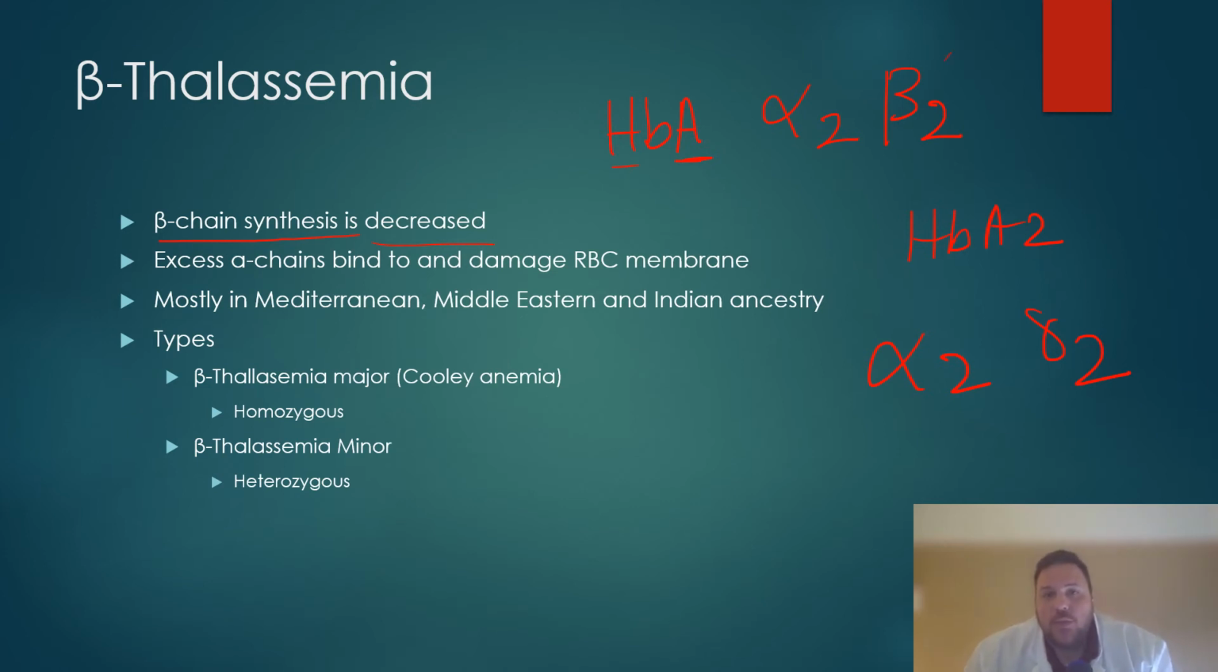Now, what happens is when you have less beta globin chains available, these alpha chains will go and bind to the RBC and they'll start causing membrane damage. It's mostly seen in Middle Eastern, Mediterranean, and Indian ancestry. There's 2 different types, as we said. If both alleles are deleted, you're going to have a thalassemia major or Cooley anemia. It's a homozygous deletion or homozygous mutation. Beta thalassemia minor is a heterozygous. Only one allele is actually affected.